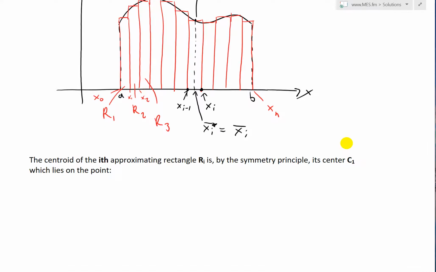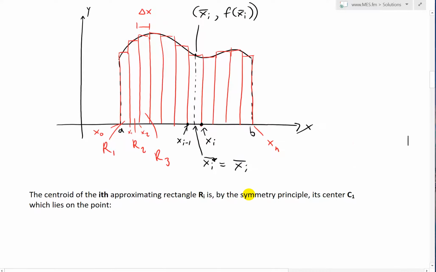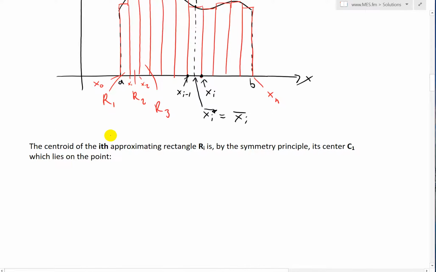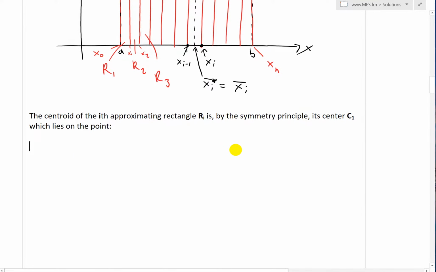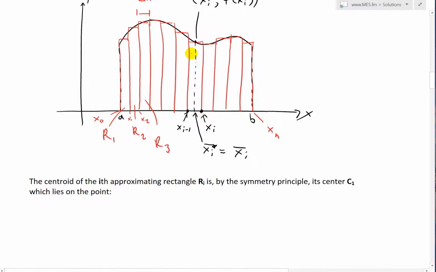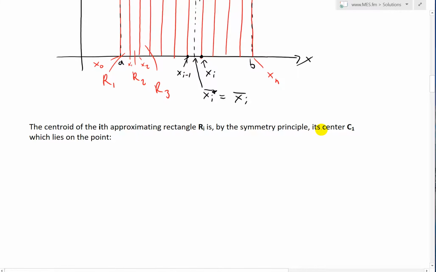And now the centroid of this section right here, this xi point, of the ith subinterval or rectangle Ri, I'll just write that down right here. This is our Ri, so this region is our Ri. By the symmetry principle, its center, actually Ci, I just corrected that, so it's Ci which lies on the point.